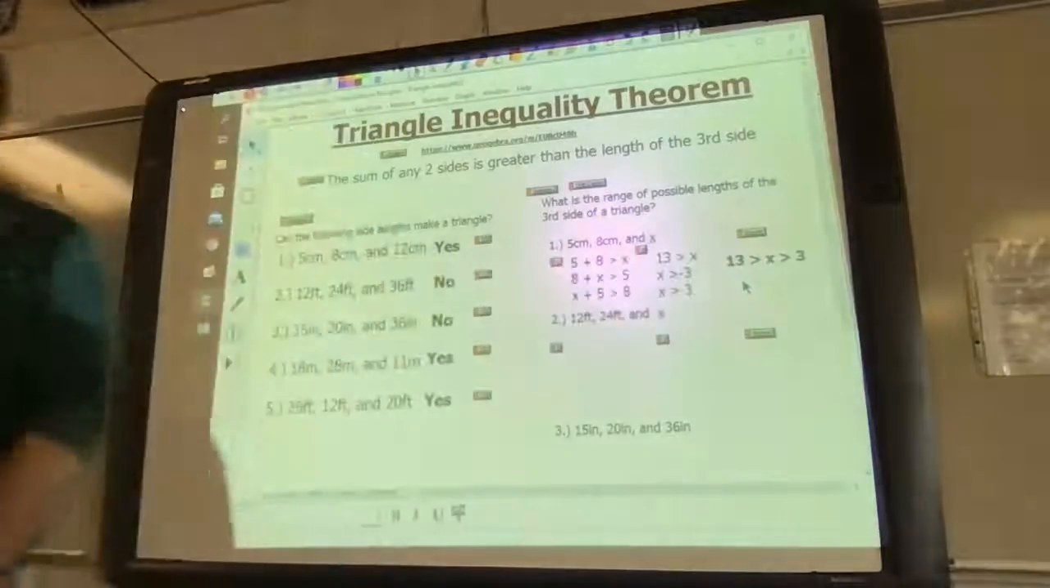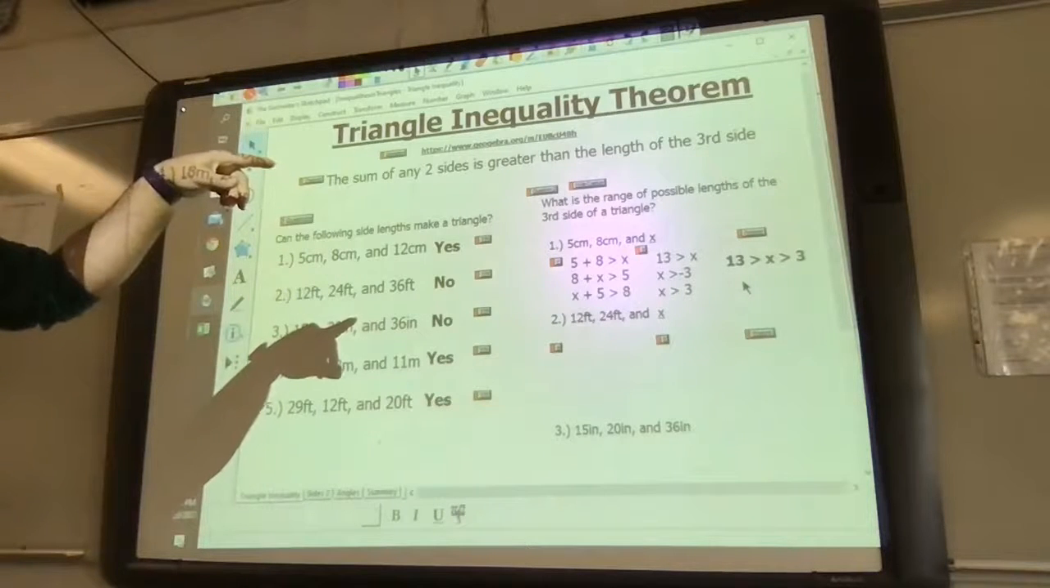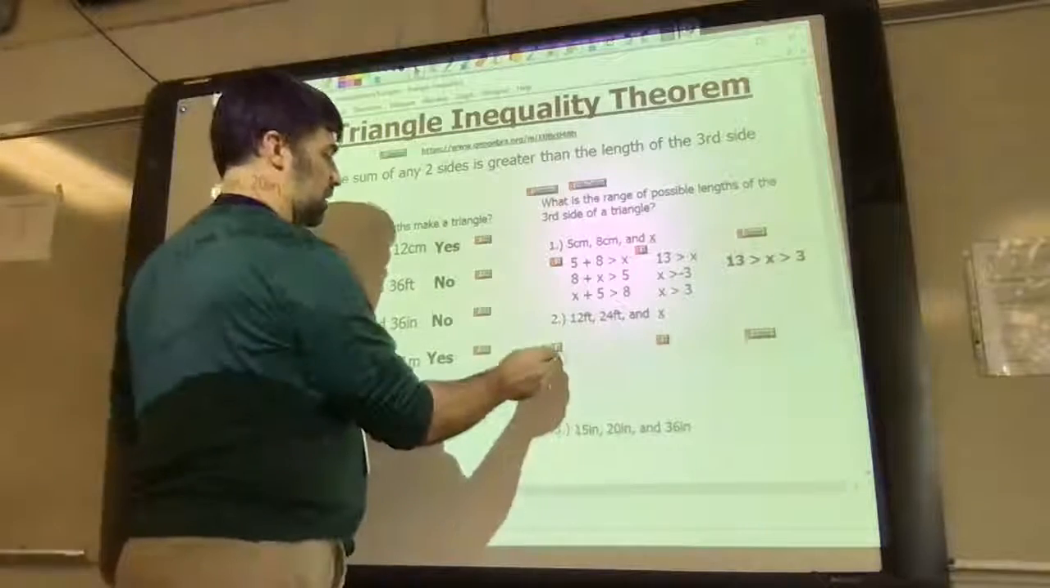Okay, then if it says, all right, the following, A, B, C, D, 18, 12, 3, 40, which one are potential values of the third side? Well, you figure out which ones are in that range. Which one is between 13 and 3? All right, what about 12, 24, what could potentially be a third side? All right, same idea.